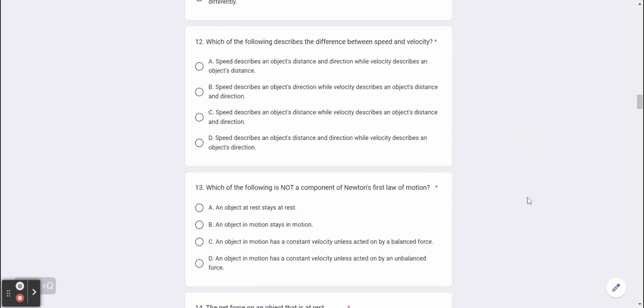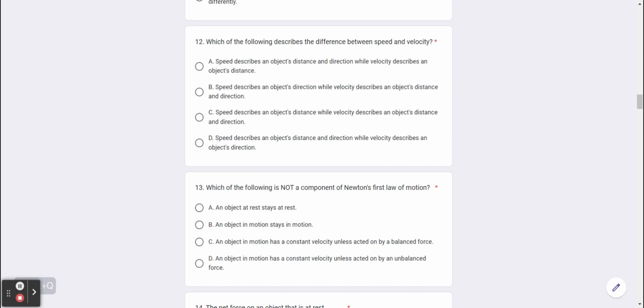12, which of the following describe the difference between speed and velocity? A, speed describes an object's distance and direction, while velocity describes an object's distance. B, speed describes an object's direction, while velocity describes an object's distance and direction. C, speed describes an object's distance, while velocity describes an object's distance and direction. D, speed describes an object's distance and direction, while velocity describes an object's direction.